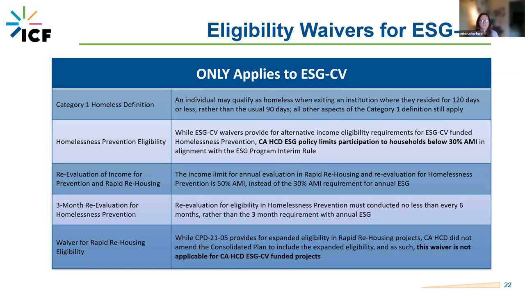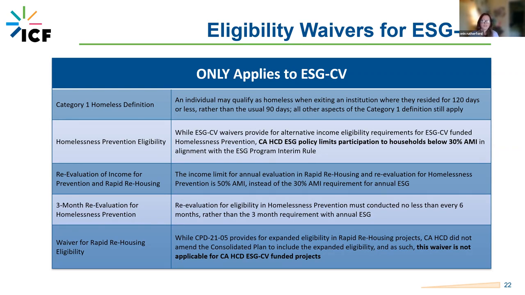Next, for the homelessness prevention eligibility, the ESG CV waivers did provide an alternative income eligibility requirement for ESG CV homelessness prevention. However, the California HCD ESG policy limits participation to households at or below 30% AMI. So just keep that little caveat in mind: even though that was part of the waiver, California HCD's policy still states that participants have to be at or below 30% AMI, which aligns with the ESG program interim rule. So please remember, you can only serve HP clients if they are at or below 30% AMI.